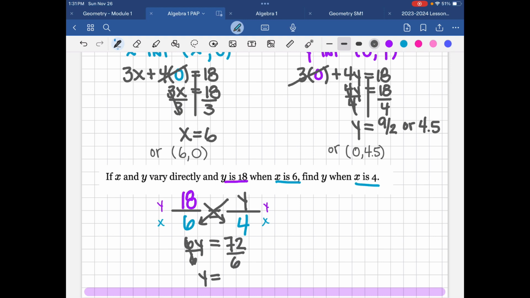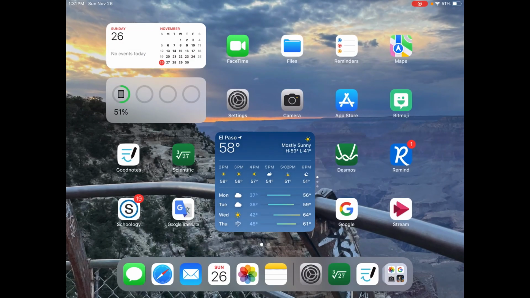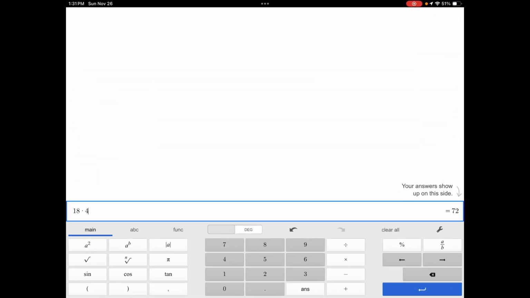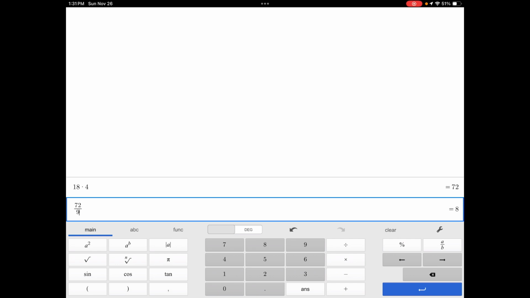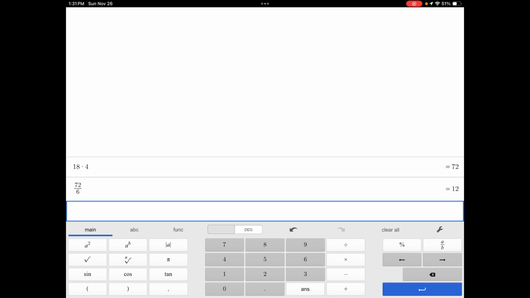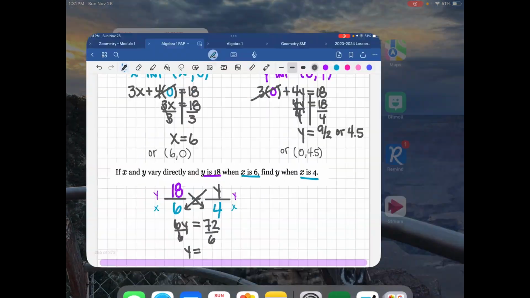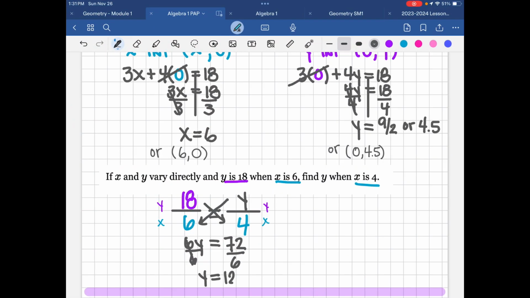I think that's 9, but let me pull my calculator back up. There we go. Let's do 72 divided by, oops, no, 6. 12. See, I'm glad I did that because I was thinking 9. And that would be my final answer.